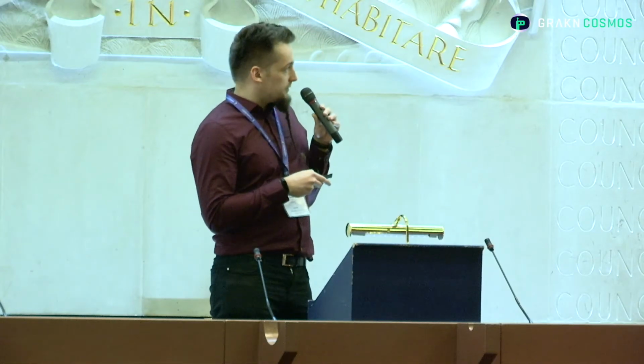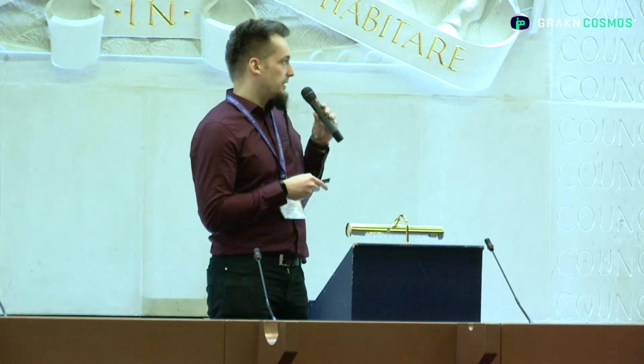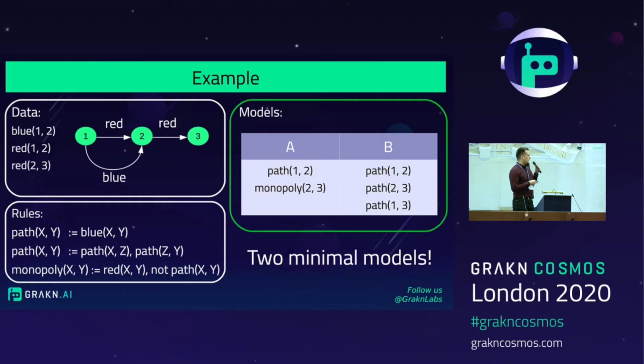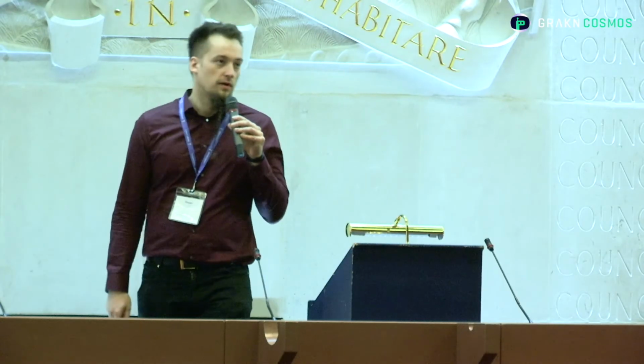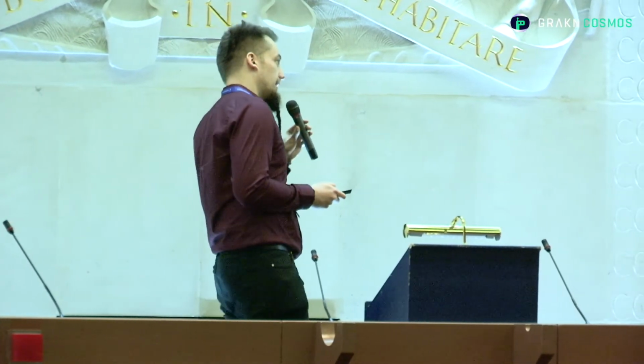Those are our facts, and now we have a couple of clauses. The first clause says that the path predicate is equivalent to the blue predicate. The second clause says that path is a transitive predicate. And finally, we define a monopoly between two entities as something that holds if the red predicate is satisfied and the path predicate is not satisfied. In this simple example, we can arrive at two possible models, and both are minimal.